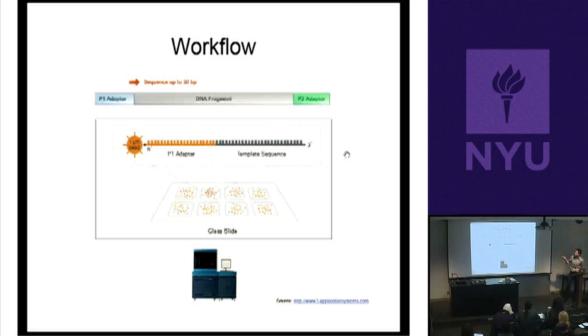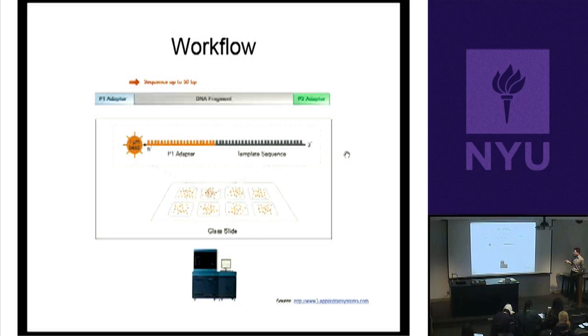Then what you do is you take all of these DNA fragments and you put these adapters, which are just known pieces of DNA. We know the sequence of this P1 adapter. We ligate it on the end using an enzyme. And then we ligate the P2 adapter, which we also know, onto the opposite end. And because we know the sequences of this P1 adapter and this P2 adapter, we can basically tell the machine where to start sequencing. But before that happens, we take this DNA fragment that is flanked by the P1 and P2 adapters, and we attach it to a bead.